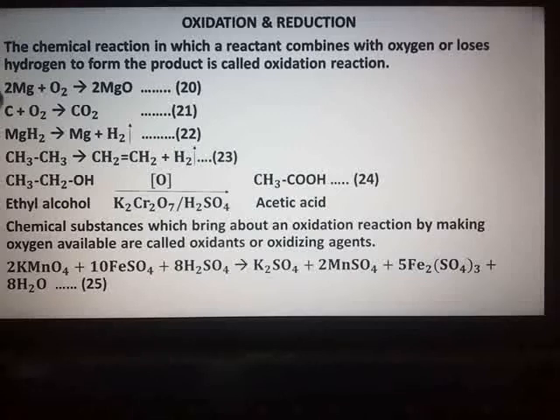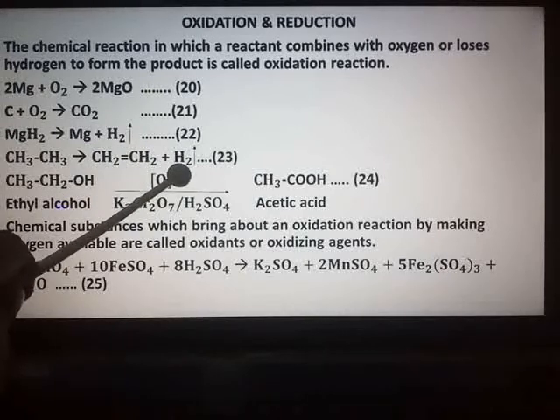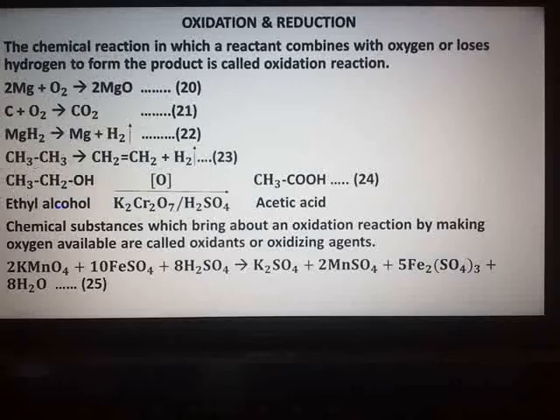In the third case, you can see MgH2. It is decomposing into Mg plus H2. So hydrogen is lost. So oxidation. Similarly, for the next equation, CH3 single bond CH3 forms CH2 double bond CH2 with the liberation of hydrogen. So hydrogen is lost. So the reaction in which you see either loss of hydrogen or combining of oxygen from the reactant side, such a reaction you call an oxidation reaction.